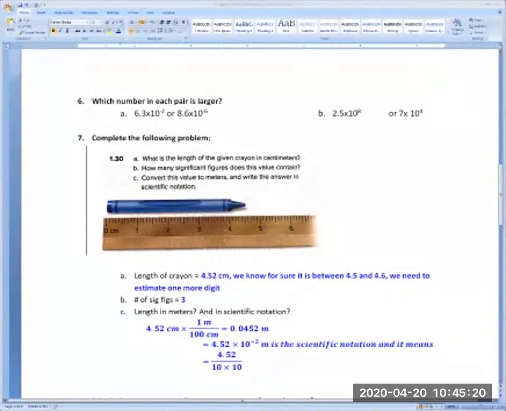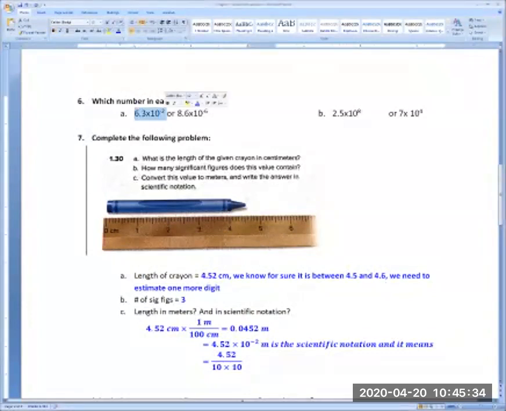Okay, so from the chapter 1 review, we said here, which number in each pair is larger? For the first one, 6.3 times 10 to the negative 2 is the larger one, because it means you divide 6.3 two times by 10, versus 8.6 divided six times by 10, and that's going to make a smaller number.